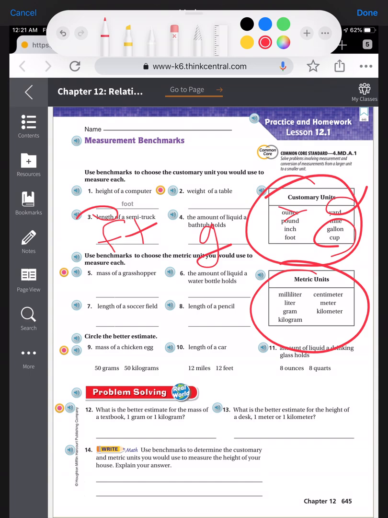This one I want to do because it's funny. The mass of a grasshopper. Our choices for mass over here with metric units, we have grams and kilograms. Well, remember, a gram is like the weight of a dollar bill, but a kilogram is the weight of a ball bat. And if you meet up with a grasshopper that is as heavy as a ball bat, I would run, and this better be measured in grams.